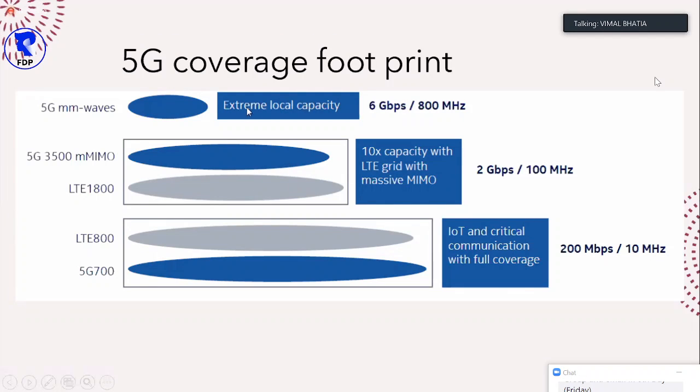So if you look at extreme local capacity, then you go for 5G millimeter wave. If you want to have larger coverage, lower data rate, you go to 5G 3500, or you go to the very top, so 5G 700 for IoT or critical communication with full coverage.